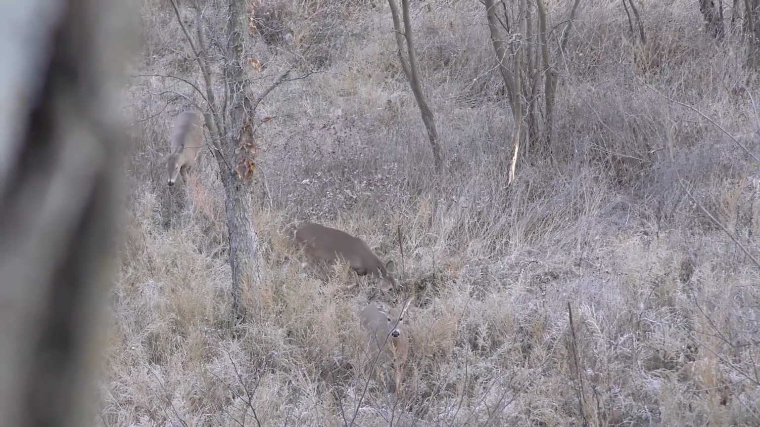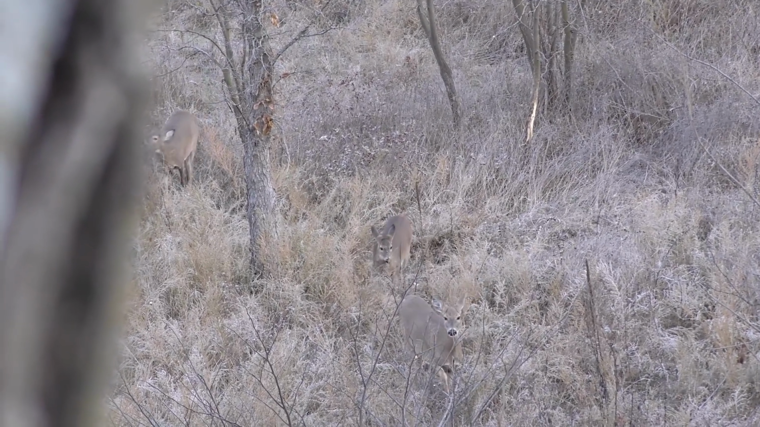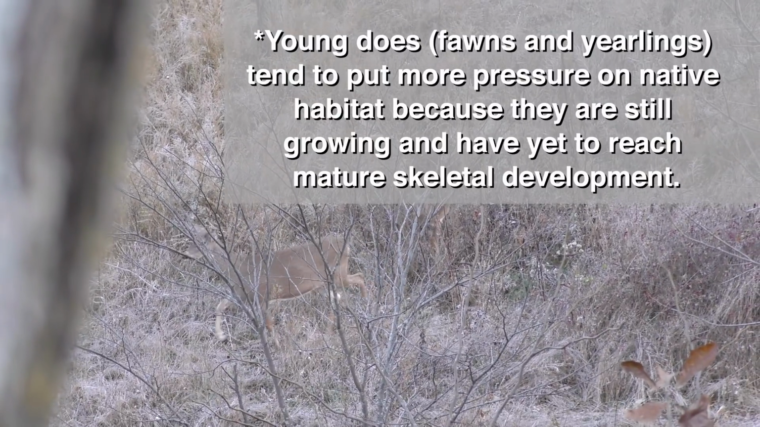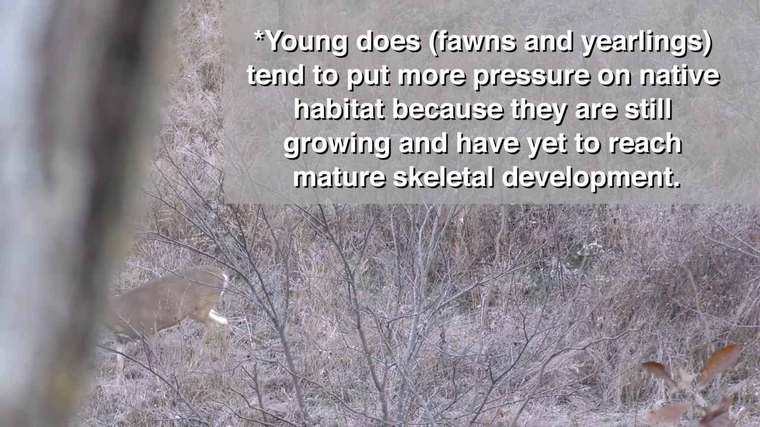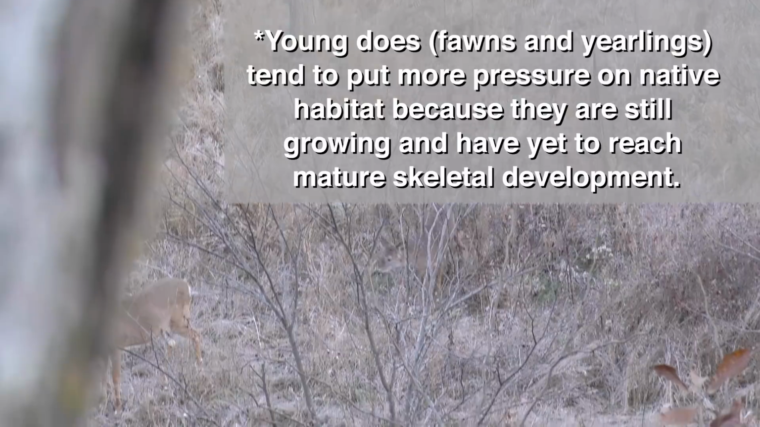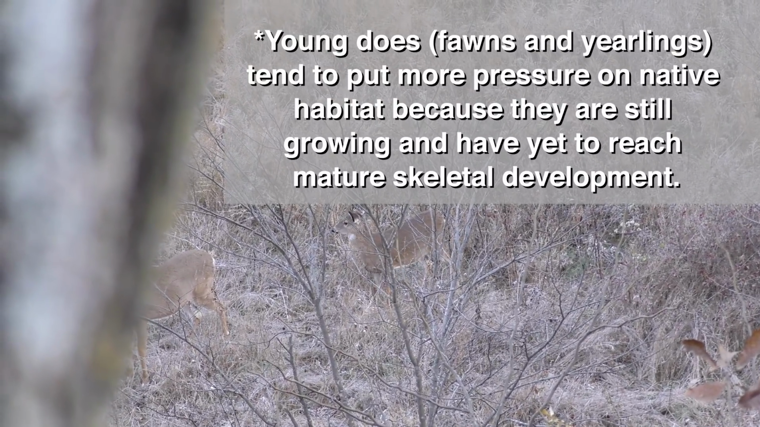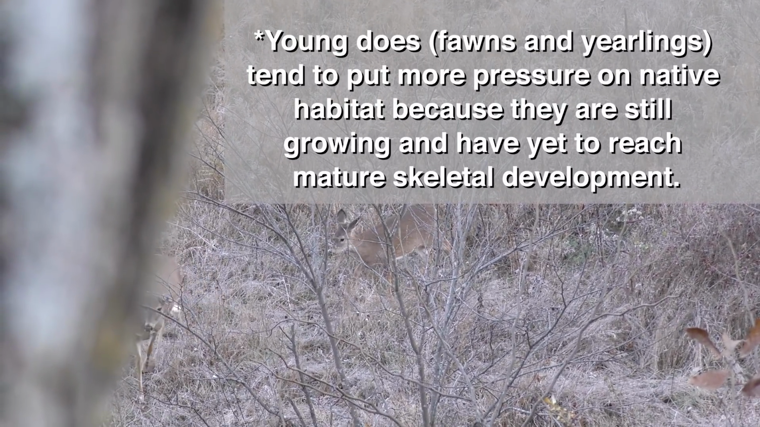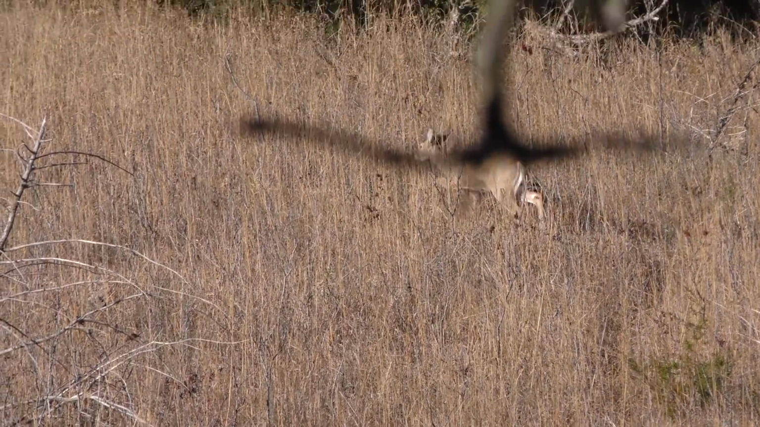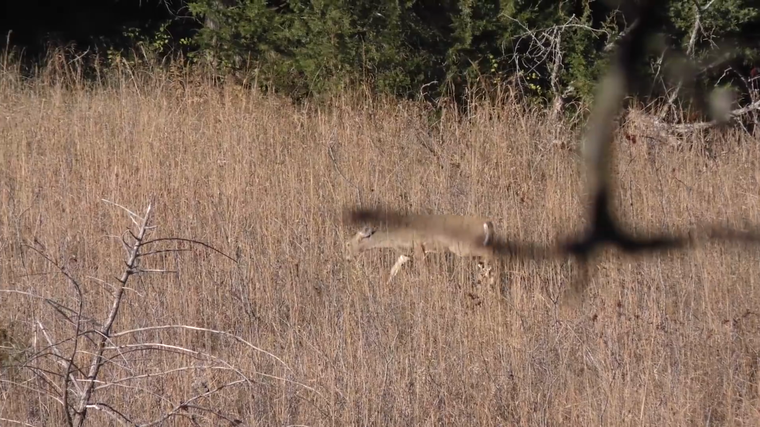What I do normally, because most of the properties I hunt are smaller, is I'm looking at those younger age classes because, let's face it, those are the ones that are consuming more of the food. Exactly. You've got a yearling doe or even a fawn, and the skeleton system's not even fully developed yet. Pound for pound, in a given day, is it going to eat as much as a big mature doe? No, pound for pound, that thing is going to put more pressure on that habitat. And I don't know where that deer's going to be in a year or two.